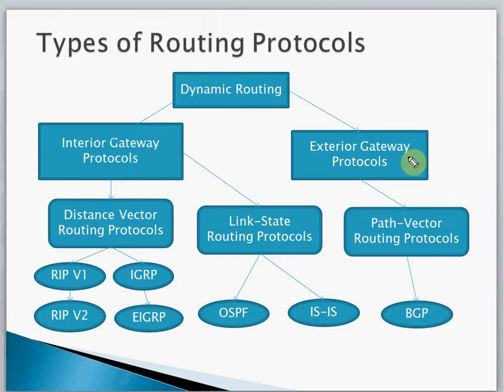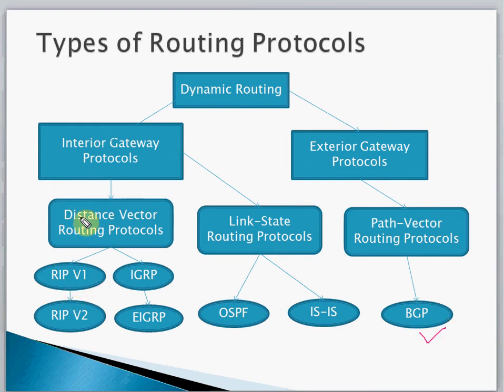Generally, the interior gateway protocol is used within an autonomous system, and the exterior gateway protocol is used between two autonomous systems. For the IGP, all routers are within the same autonomous system. Examples of IGP are RIP 1, RIP 2, IGRP, EIGRP, OSPF, and ISIS. Whereas in the exterior gateway protocol we have only BGP.